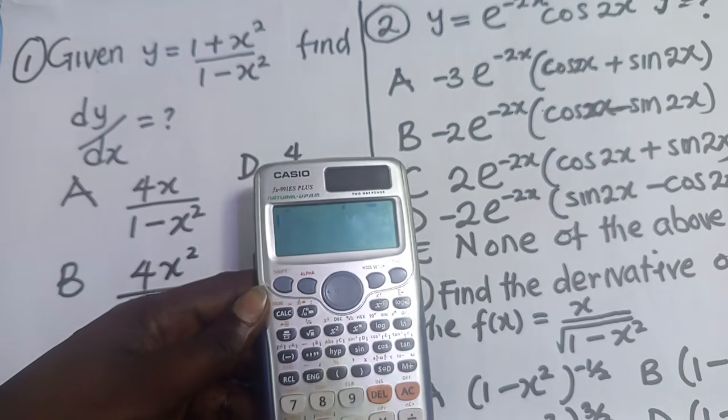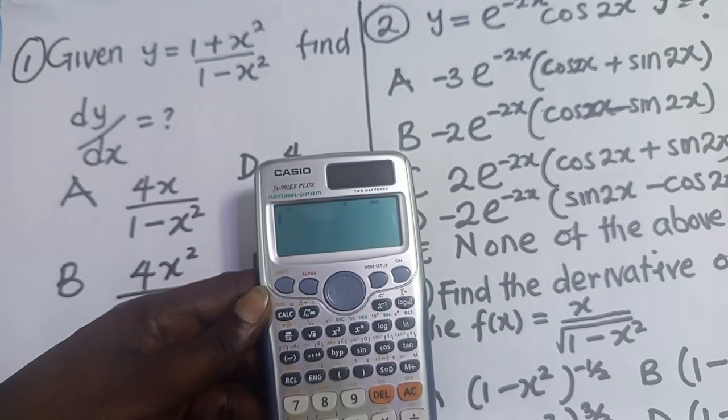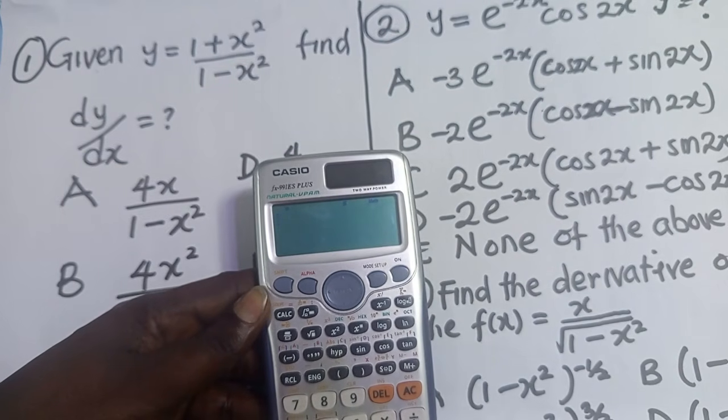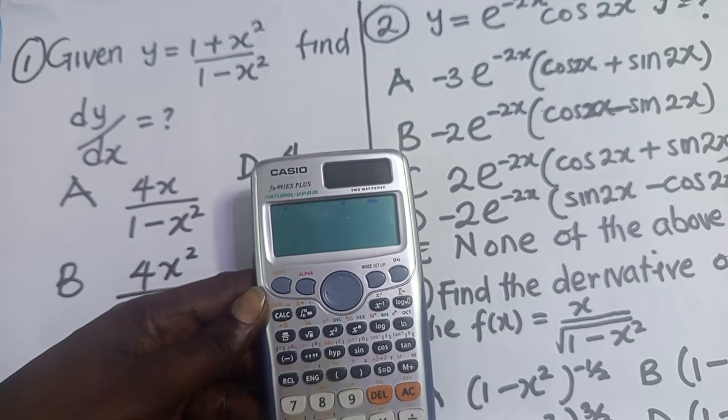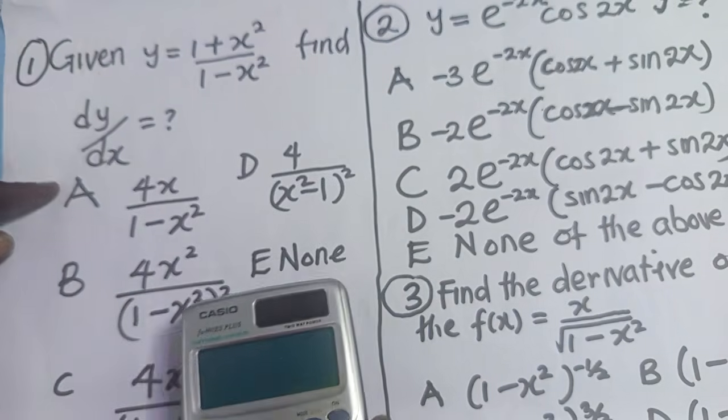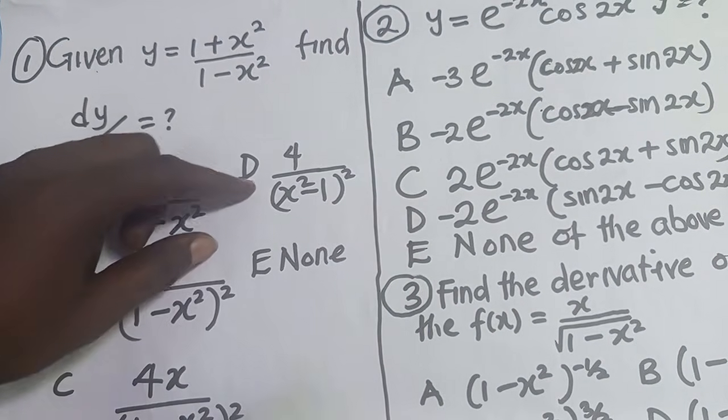Now, you want to solve what? Given number 1 question, given y equal to 1 plus x squared divided by 1 minus x squared. Find dy over dx. We are given all the options. Look at all the options here.